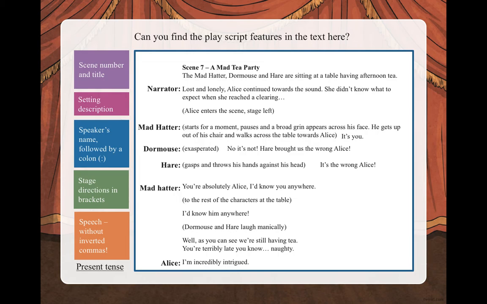Speaker's name followed by a colon. So find the speaker's name with the colon, write down that speaker or character. Fourth, stage directions in brackets. So identify, find the stage directions, write them down. There's more than one group of stage directions, so you only need to write down one stage direction. And finally, speech without inverted commas. Can you find the speech without inverted commas? Remember, in a play script there are no inverted commas or speech marks, just the words the actors say. So find a line an actor says and write it down. And that is all you need to do for today.